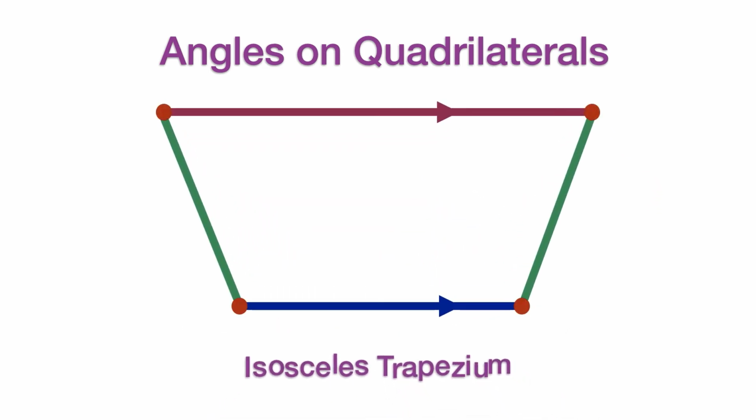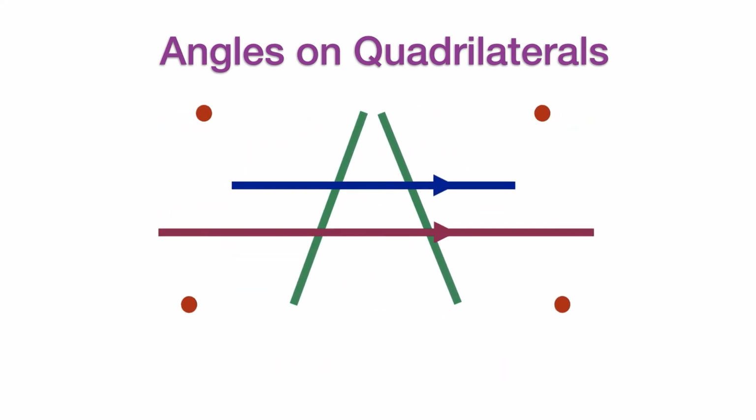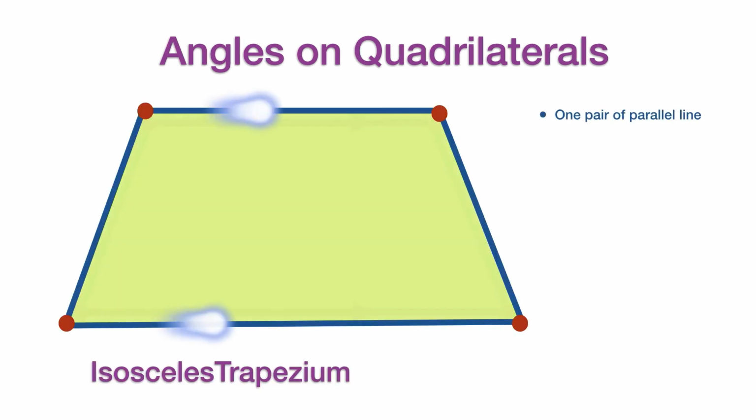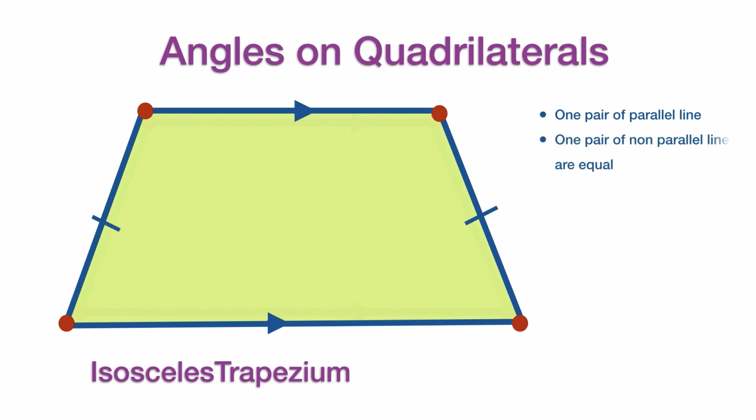Similarly, we can make an isosceles trapezium with four of these lines, where one of the sets is a parallel pair and the other pair is equal sides. Isosceles trapezium could look like this or like this. Isosceles trapezium has a pair of parallel lines just like the trapezium, but they also have one pair of equal non-parallel sides.